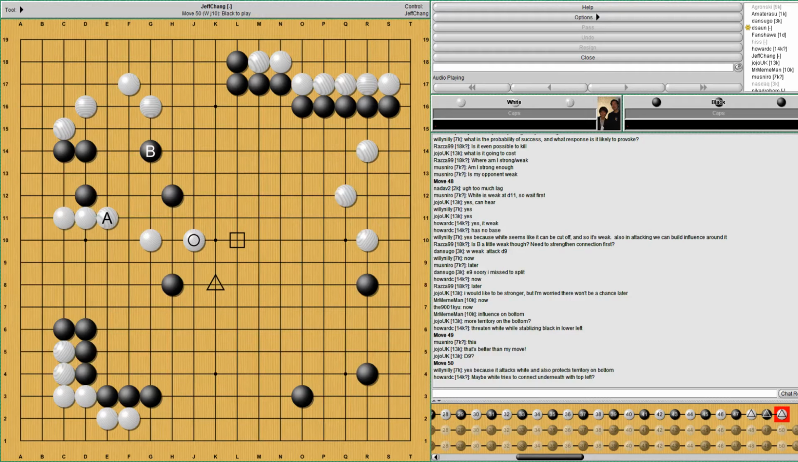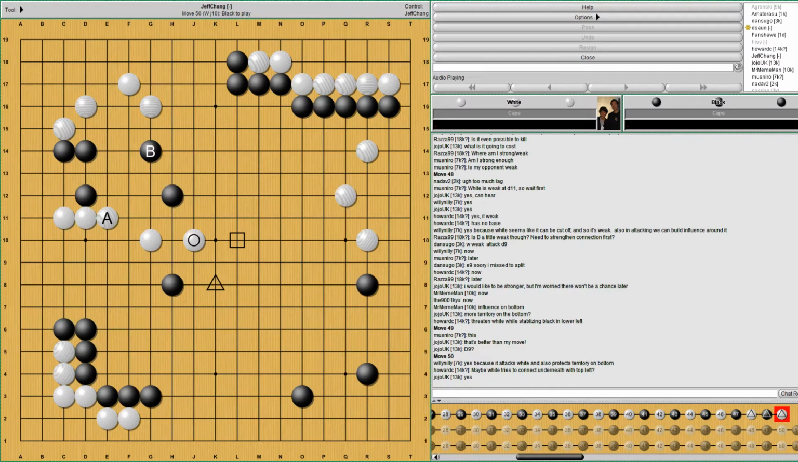For example, yes, black is more or less making territory or influence at the bottom, either way. But then isn't it the case that the B group becomes weaker, and the top right area that black initially had also becomes weaker? Can you see a flow like that? Do most of us see a flow like that?